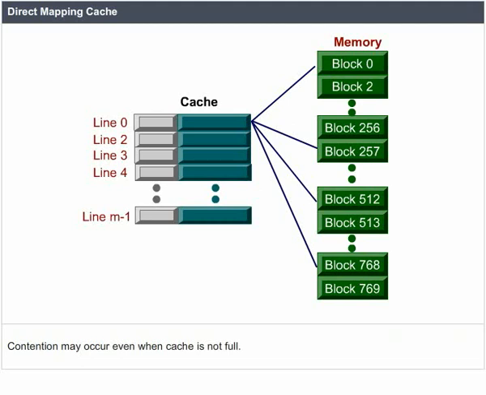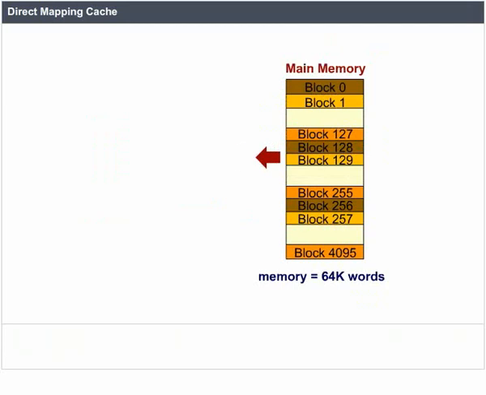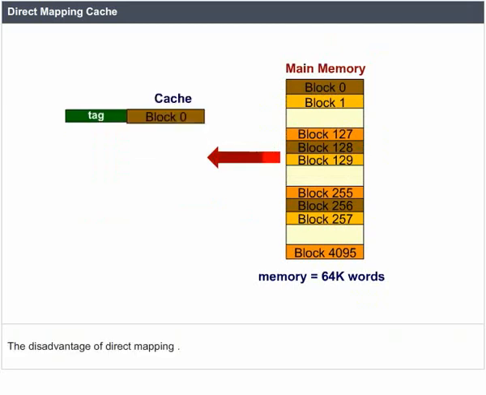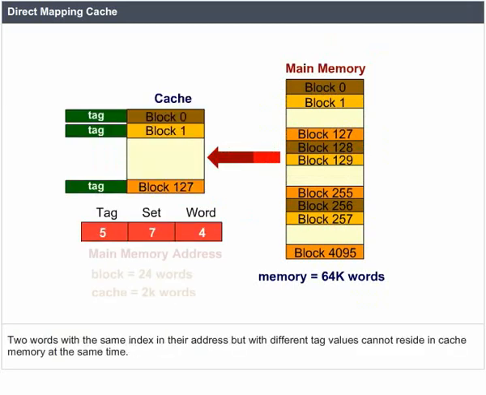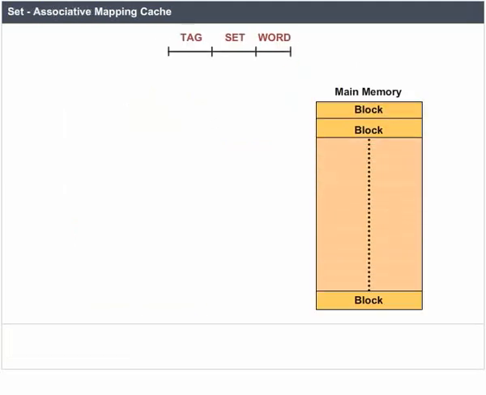Contention may occur even when cache is not full. Replacement algorithm is trivial, simplest, very inflexible. Examples of direct mapping cache. The disadvantage of direct mapping: two words with the same index in their address but with different tag values cannot reside in cache memory at the same time.